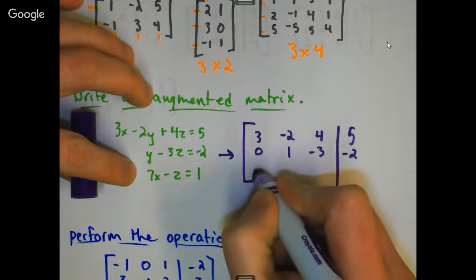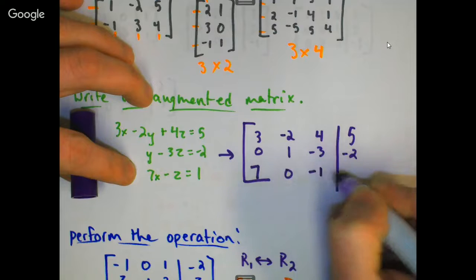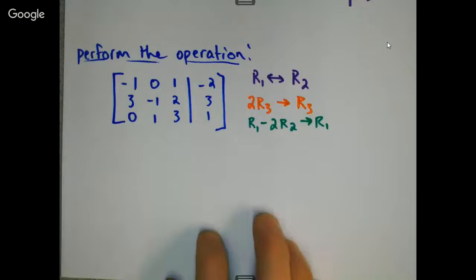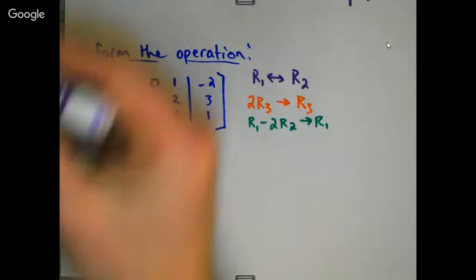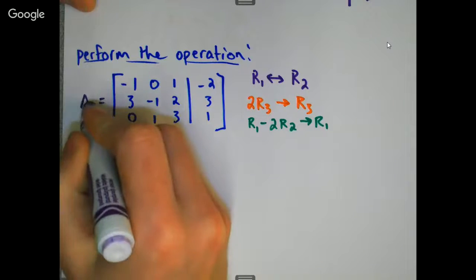The next one has 7 x's. It doesn't have any y's, has negative 1 z, and 1 as the answer. So there's my augmented matrix that I'm now going to do some operations with. Now, how do I go about doing operations with this? We'll get some practice right here. So here's my augmented matrix. We'll call this matrix M.